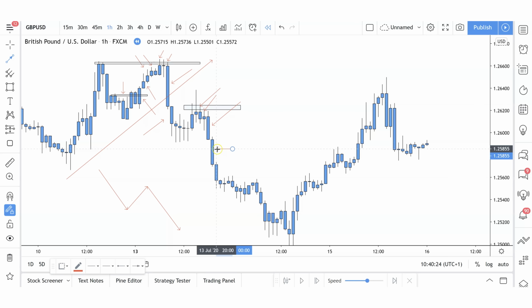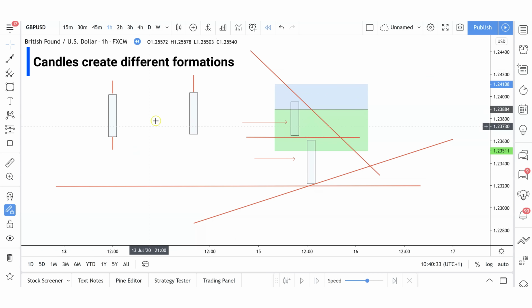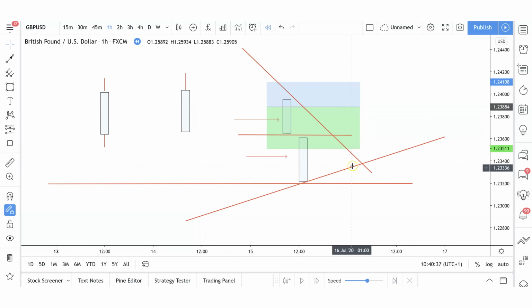Now you might be saying to yourself, well, Rox, what's the point in this? What are you trying to illustrate? Well, just as we highlighted over here, candles create different formations. They tell a story. If we identify that the trend is down and we take a sell, we don't know if we're going to hit take profit or not.